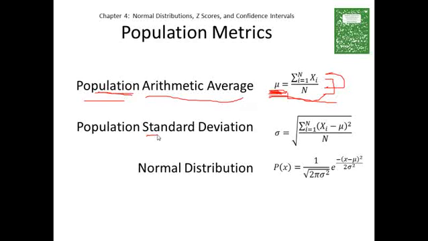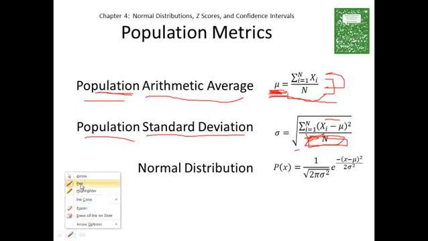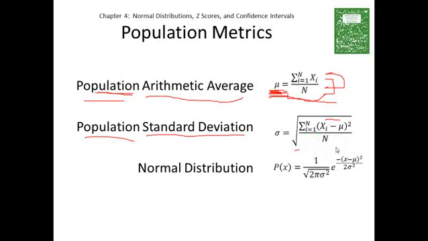Next, we have the population standard deviation. And again, we're looking at the population. Let's take a look at our equation here. We have the square root of the sum of the variations of the points less the arithmetic average, mu, squared, divided by n. Now, the difference here is I'm only dividing by n in comparison to the sample standard deviation. In the sample standard deviation, we divide by n minus 1. In the population standard deviation, we just divide by n.